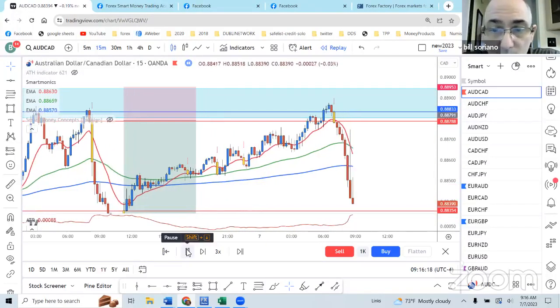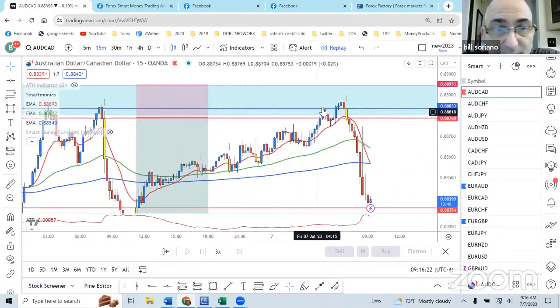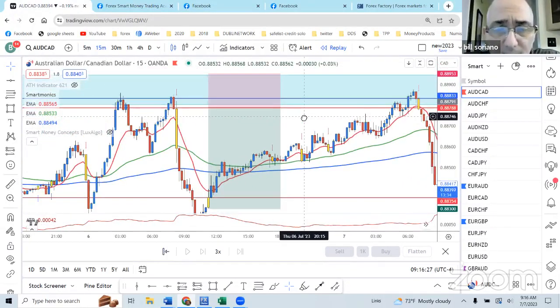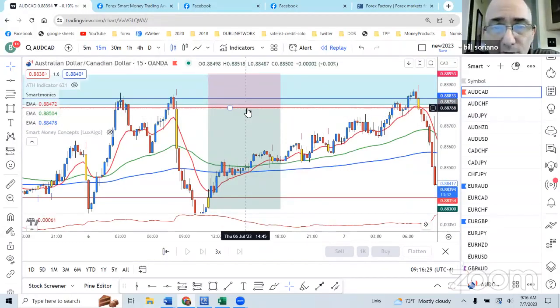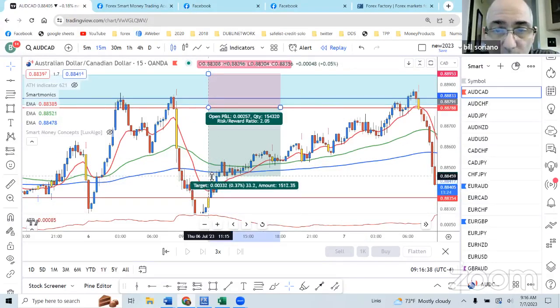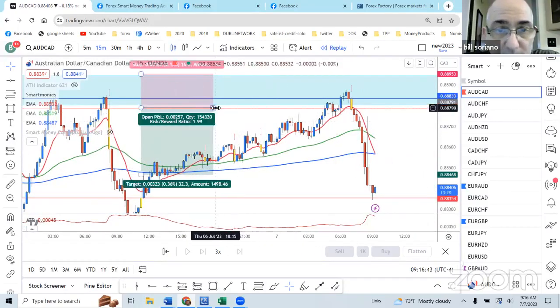Okay, boom, look at that move down. So we get into the trade, and we don't get close to getting stopped out. Now remember, we're trying to get a 1 to 2 trade, 1 to 2 risk to reward. So this is marked up right now if we have this at a 1 to 2, and we're out of the trade right here.